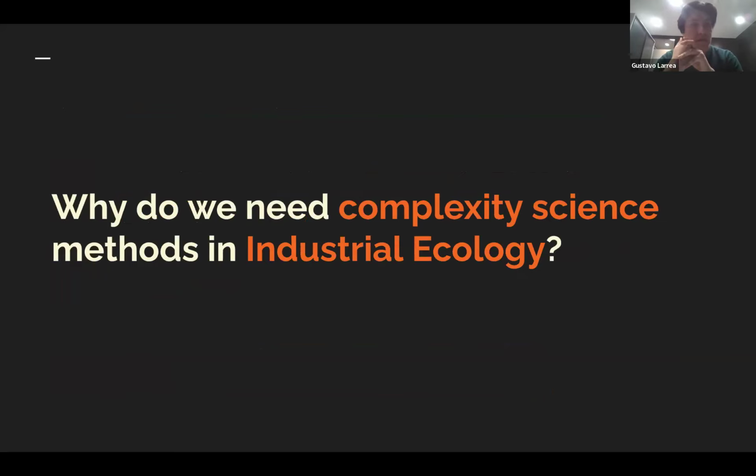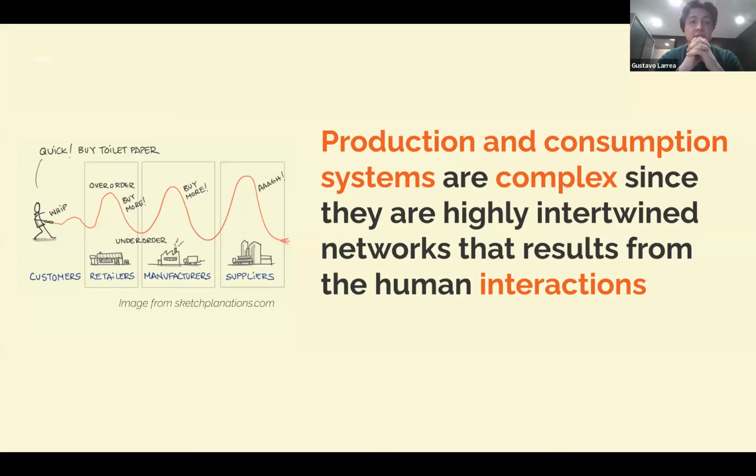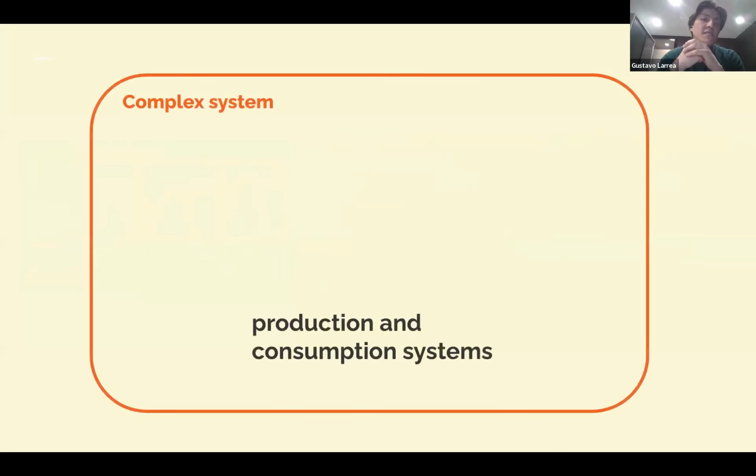Well, in industrial ecology, we study the systemic relationships between society, economy, and natural environment. These dimensions are interconnected among each other because of production and consumption systems. Now, the main issue with production and consumption systems is that they are complex because they are highly intertwined networks that result from the interaction of these very tiny individuals that we call humans. And this fact has motivated us to treat and study production and consumption systems as complex systems.